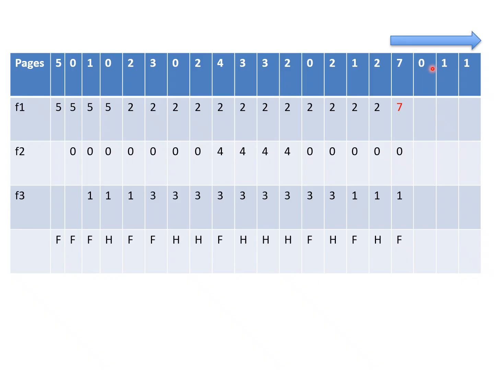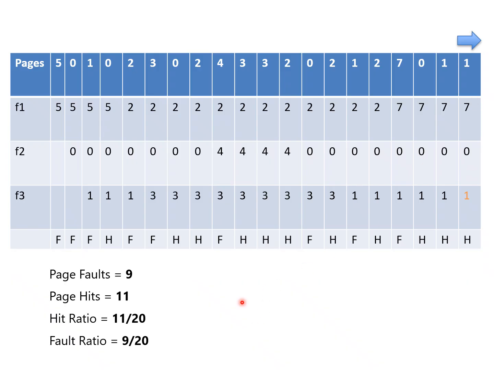Next we have a page reference string 0. It will search it in the memory. 0 is available in the memory. So that leads to the page hit. Next we have a 1 reference string. Again it will search it in the memory. That also leads to the page hit, because the page reference string 1 is already available in the memory. Next reference string we have a 1. It will again search it in the memory. 1 is available in the memory. That leads to the page hit again.